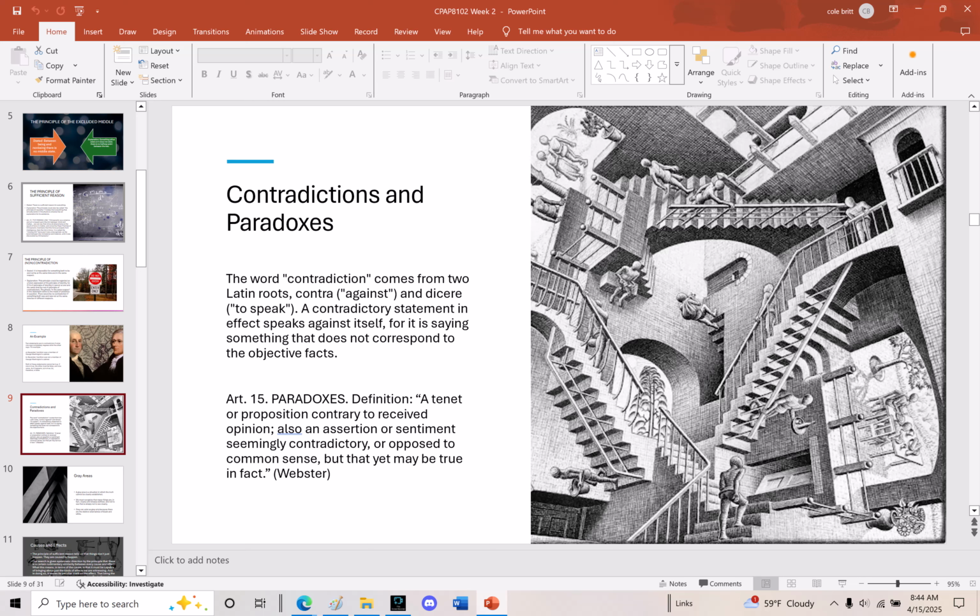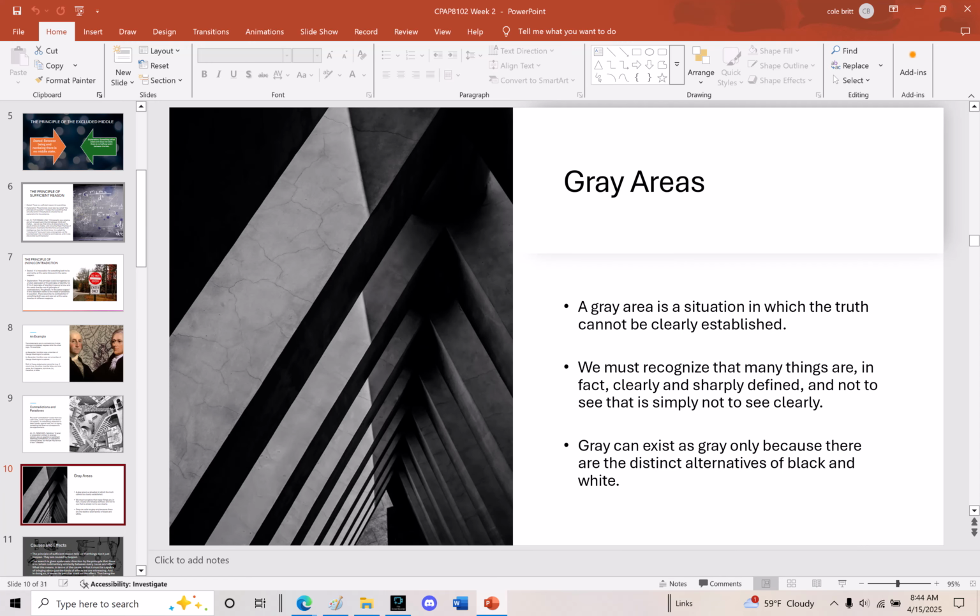So we need to be clear about the difference between contradictions and paradoxes and how they work together. Okay? Because we encounter these in logic. We also encounter gray areas. It's a situation in which the truth cannot be clearly established. We have to recognize that many things are, in fact, clearly and sharply defined. And not to see that is simply to not see clearly.